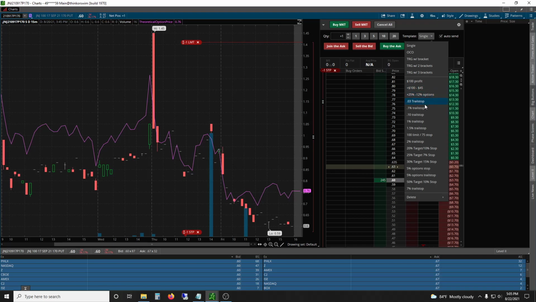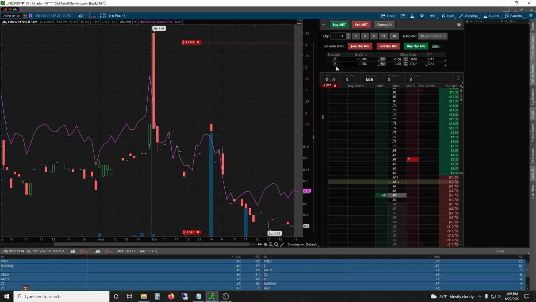Here's a 3-cent trail stop, 0.1% trail stop, 10-cent trail stop, 1% trail stop. You can set all these just by coming up here, click where it says single, trigger with bracket, and then you can set it in here. Set whatever you want.